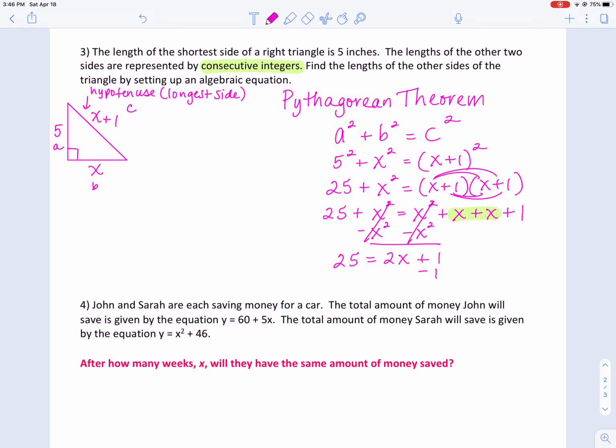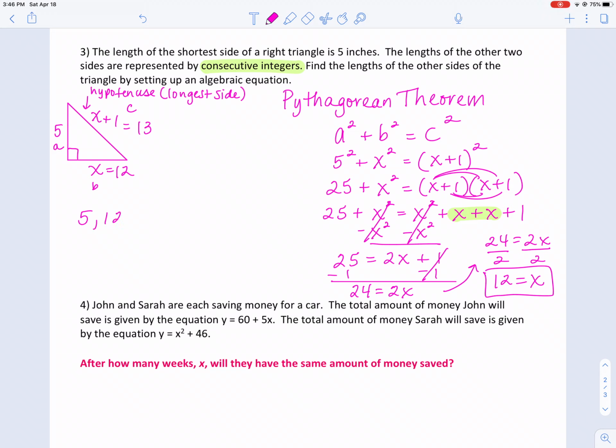So I'm going to move my 1 to the other side, and you wind up with a linear equation, 24 equals 2x. So if I bring it up here, 24 equals 2x, and I divide by 2, I get 12 to equal x. So x equals 12. That tells me this side is 12. Can you figure out the third side, the hypotenuse, the longest side? Just take 12 and add 1, which is 13.